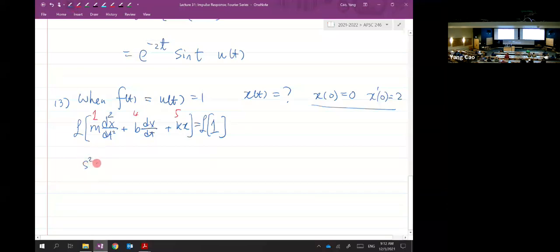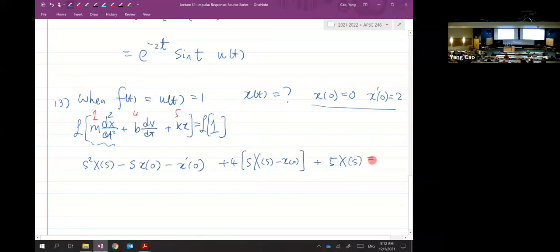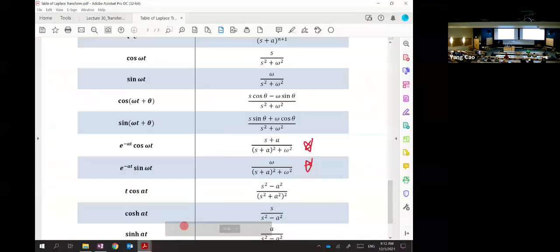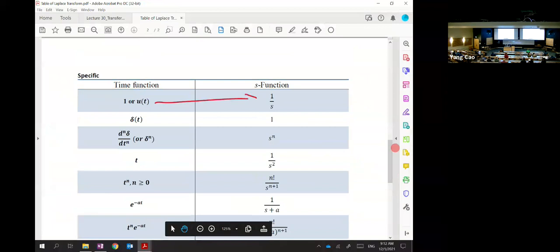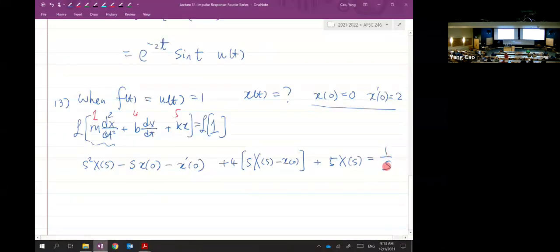So we get s squared capital X of s, coming out of the first term, minus s times x of 0, minus x prime of 0. This is the Laplace transform of the first term. The second term, 4 times s capital X of s minus x of 0, plus 5 times capital X of s. And Laplace transform of 1, you look at the table, gives you 1 over s, so 1 over s on the other side. All right, so that's the step after taking Laplace of both sides.